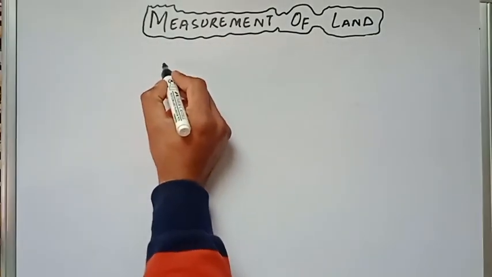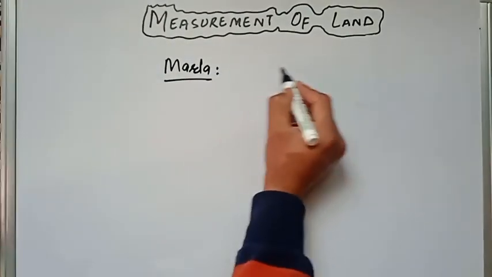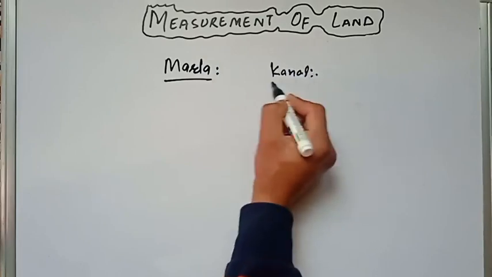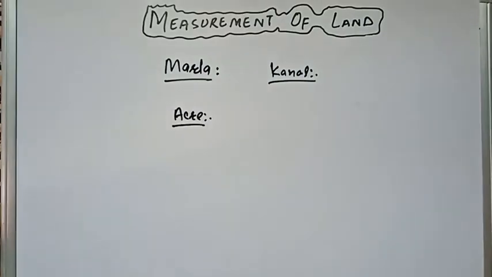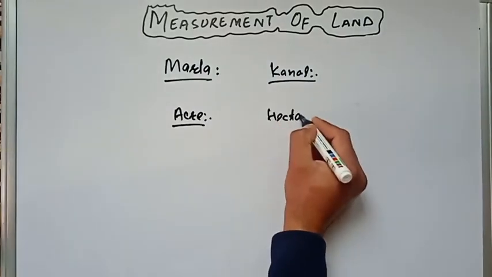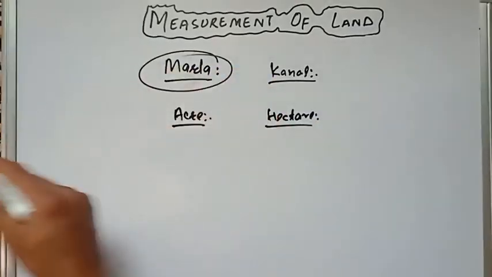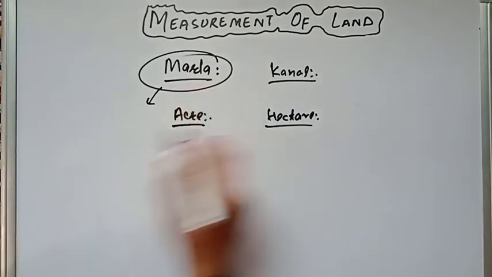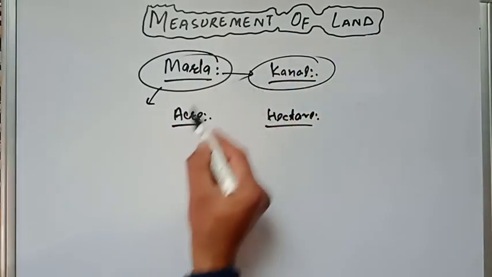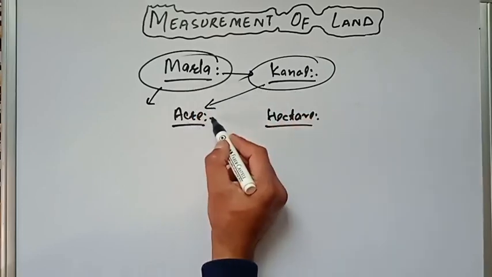That is, we generally use this term, that's Marla, Kanal, acre, all these things, or hectare, etc. All these things in the measurement of land. Dear friends, how many square feet are equal to one marla, or we can say how many marla forms canal, or how many canals forms acre, and how many acres form hectare.